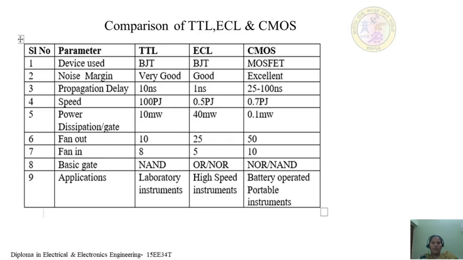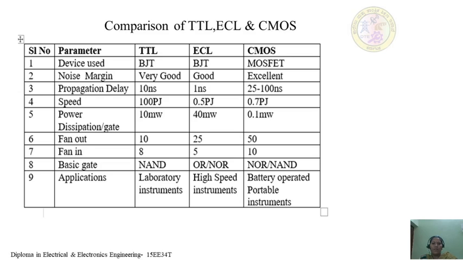The propagation delay of a TTL family is 10 nanoseconds. In case of an ECL, it is 1 nanosecond. In case of a CMOS, it is 25 to 100 nanoseconds. From these three comparisons, we can say that the ECL logic family is very fast, which means it gives the output in a very fast manner when compared to the TTL and CMOS. The speed power product of a TTL is 100 picojoules. The ECL has 0.5 picojoules. The CMOS has 0.7 picojoules.